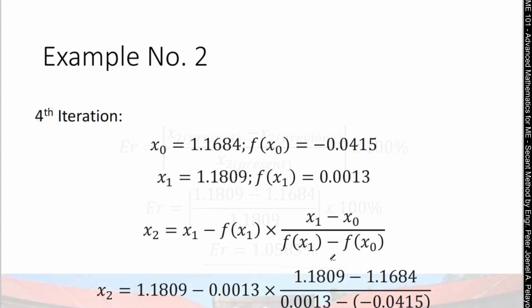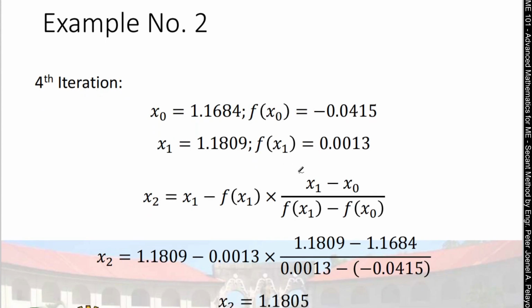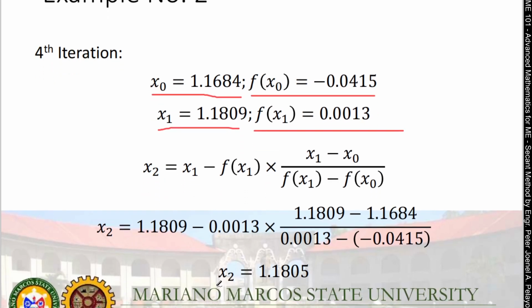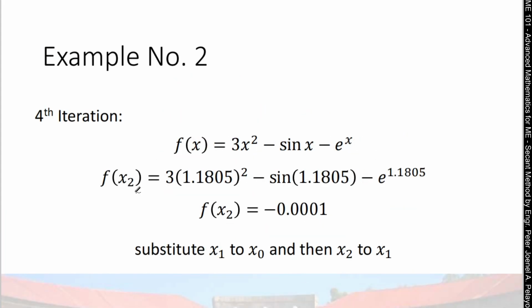That's for the third iteration. Fourth iteration, so paulit-ulit lang yung way. X0 is 1.1684, X1 is 1.1809, with FX0 equal to 0.0415, so negative siya. And FX1 is 0.0013, with X2 equal to 1.1805. FX2 is negative 0.0001. So, getting nearer.